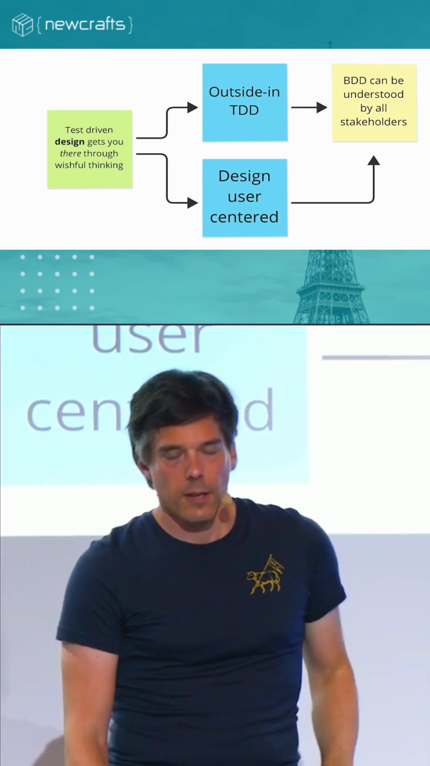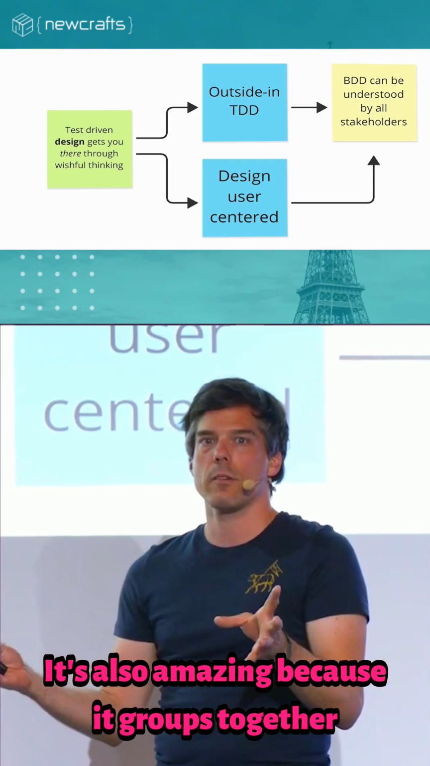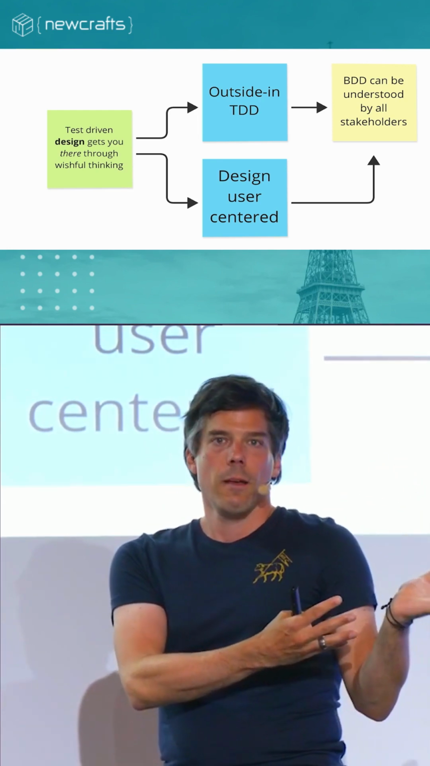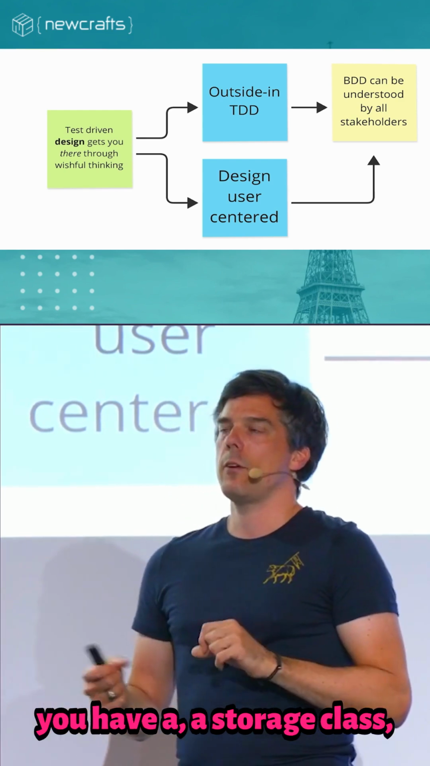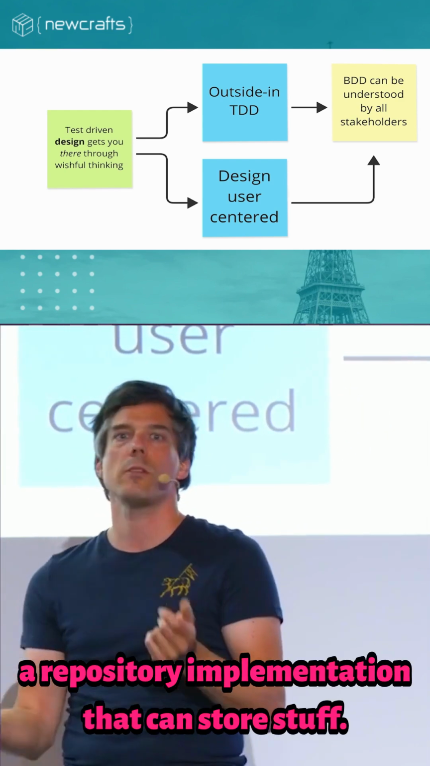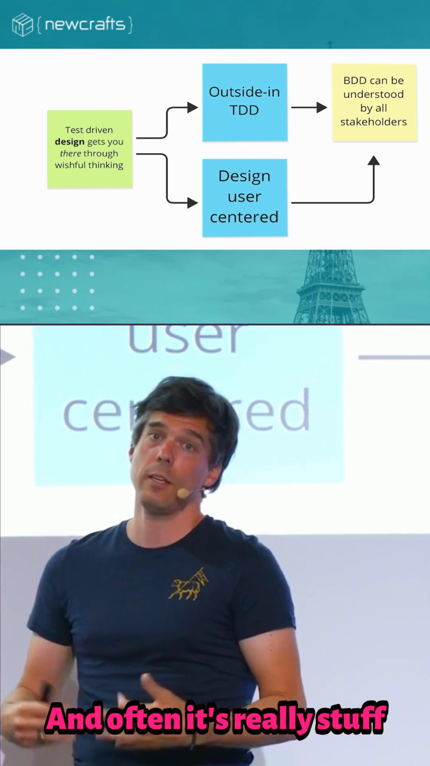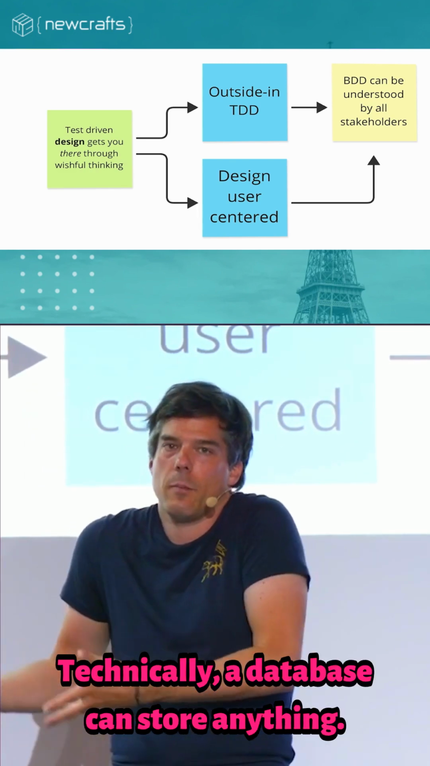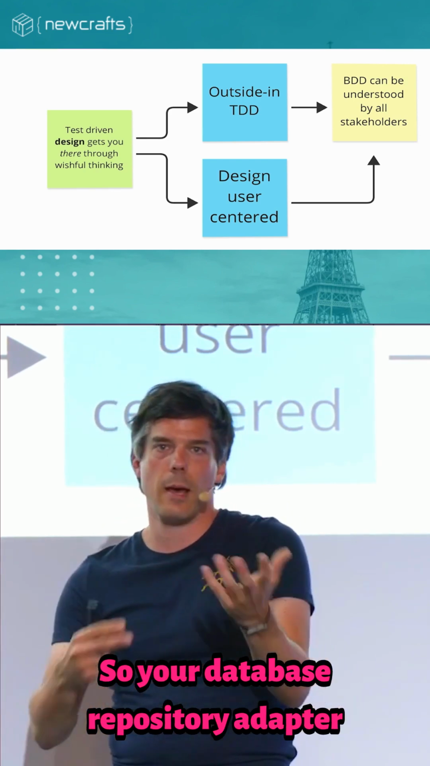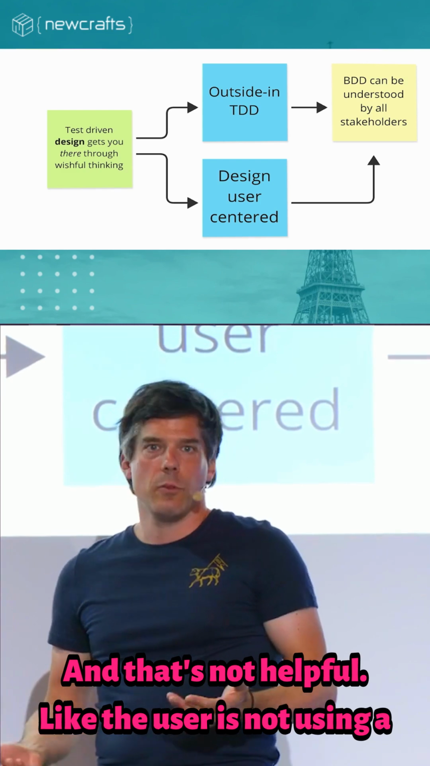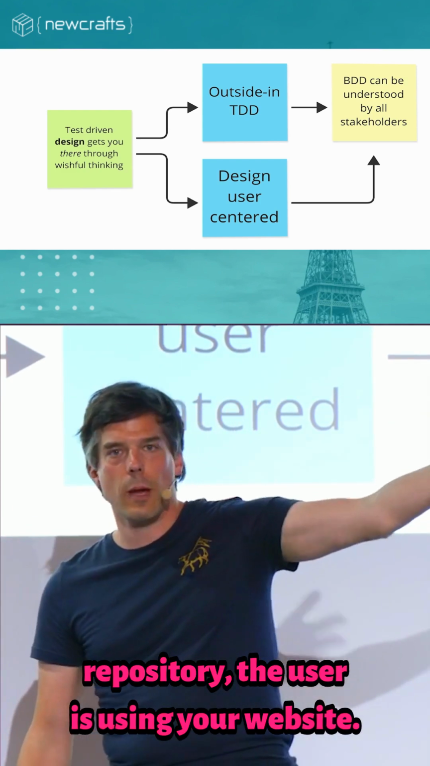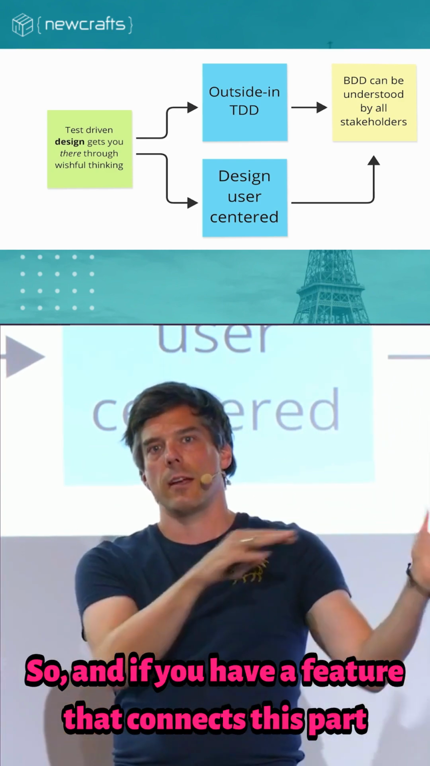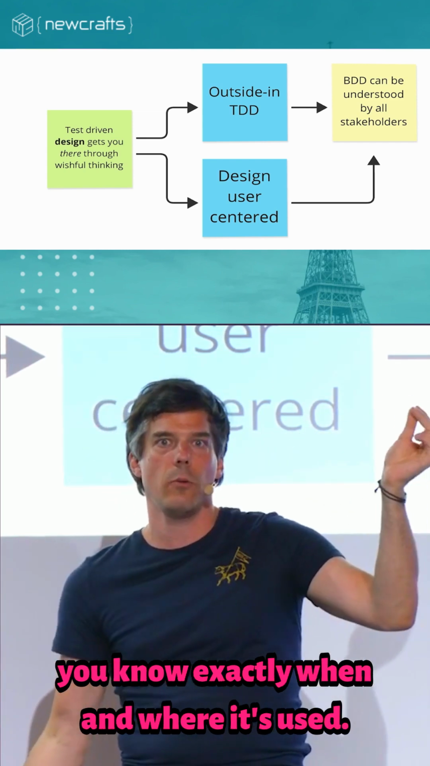I can talk forever about BDD. It's also amazing because it groups together features or implementation into things that a user would do. A good example is that you very often see a storage class, a repository implementation that can store stuff. And often it's really just stuff because it's generic. It's not a book storage, because you don't need that technically. A database can store anything, so your database repository adapter will also store anything. And that's not helpful. The user is not using a repository. The user is using your website, yeah? And then they have a list where they can add features. And if you have a feature that connects this part of your source code to this feature, you know exactly when and where it's used.